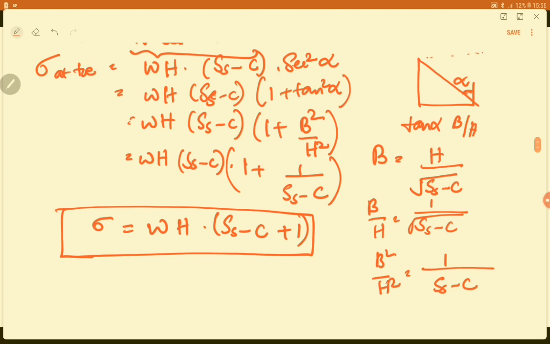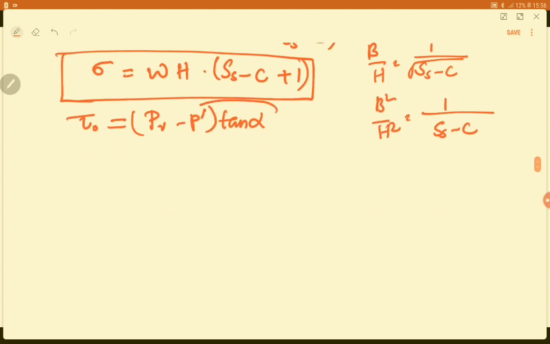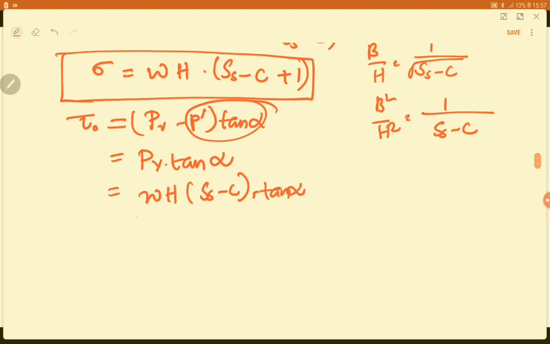Now, we will find out the shear stress toe. Shear stress toe knot at the horizontal plane near the toe portion. The toe knot equation was P V minus P dash into tan alpha. Here in this case, we are assuming that there is no tail water. P dash is going to be 0, so the equation becomes PV into tan alpha. Now, what is this PV? You already found out. PV is equal to WH into SS minus C into tan alpha.